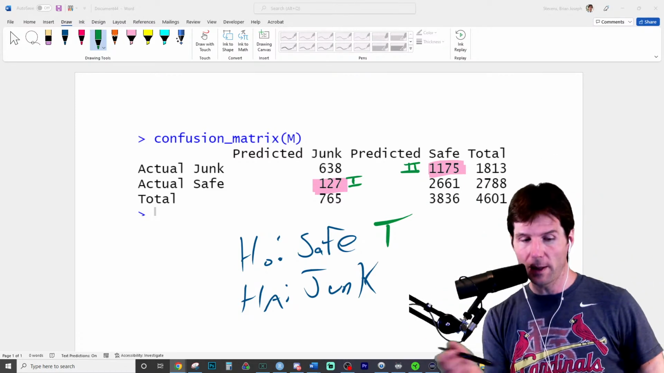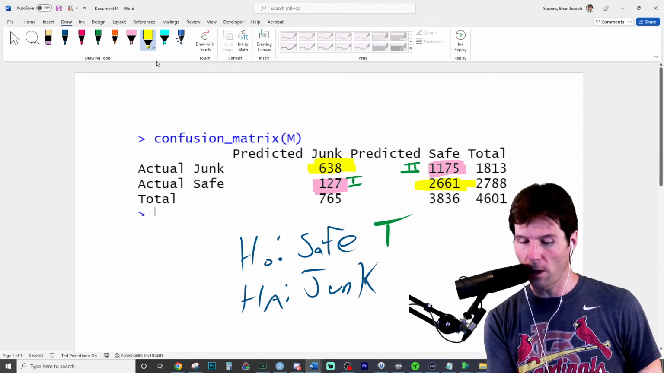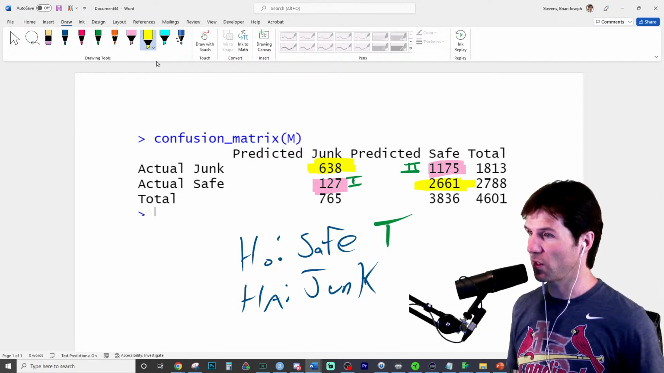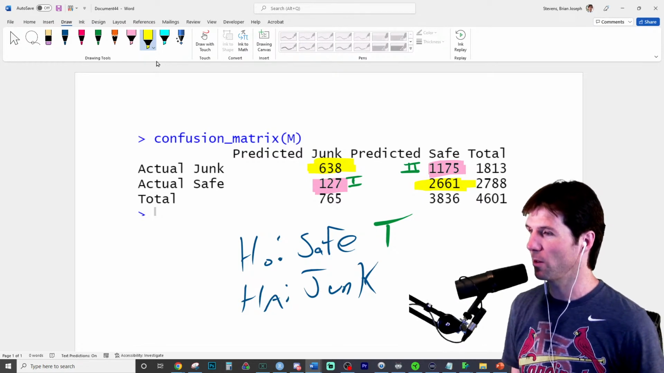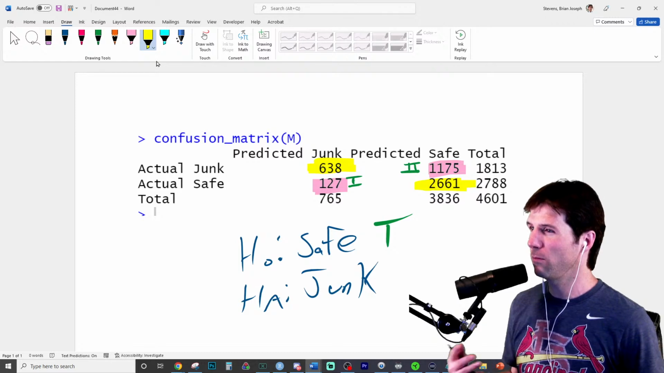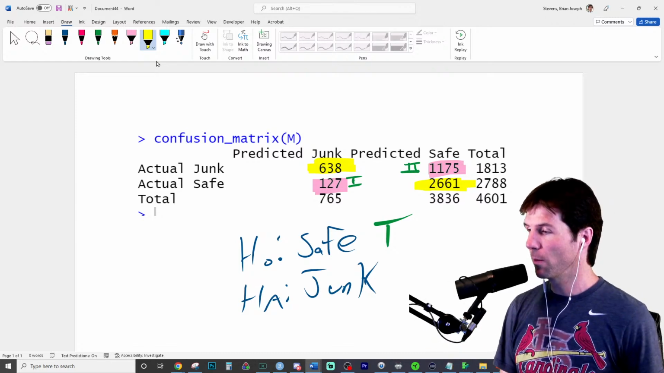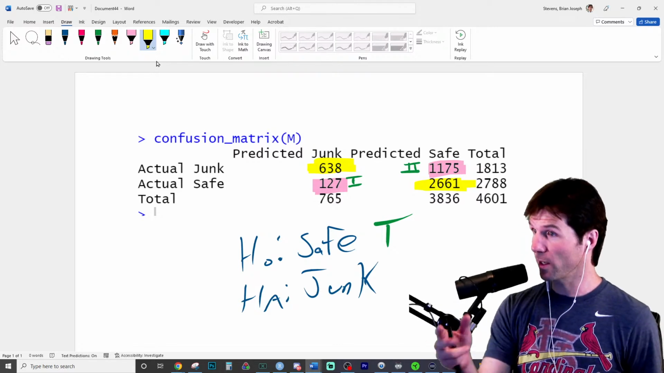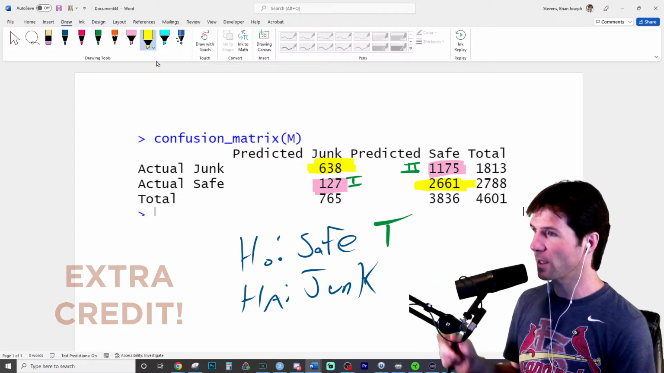But why do we like these values? Why do we like that 638? Why do we like that 2661 right there? Why do we like those values? Why are we like, hey, those are good values? Because we correctly classified them. We correctly predicted them. We said, I bet that's a junk email. Oh, it is a junk email. I bet that's a safe email.